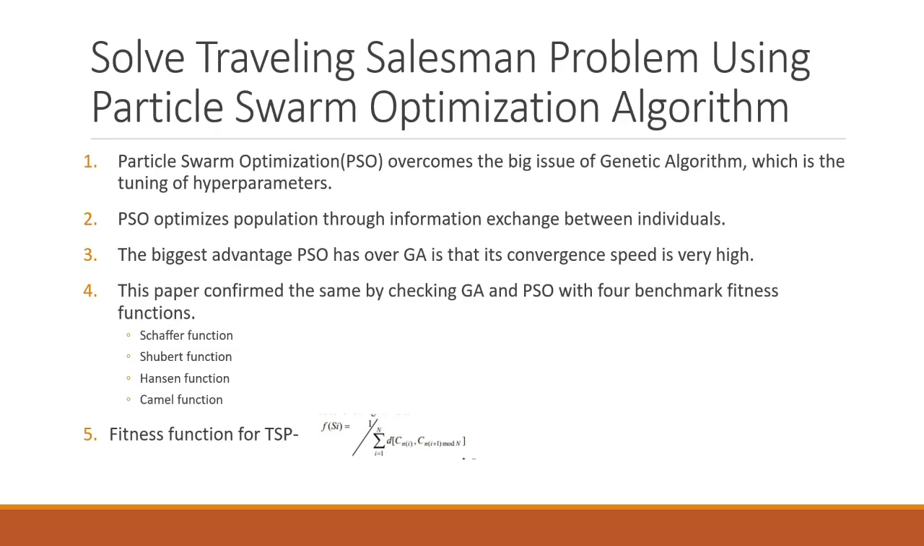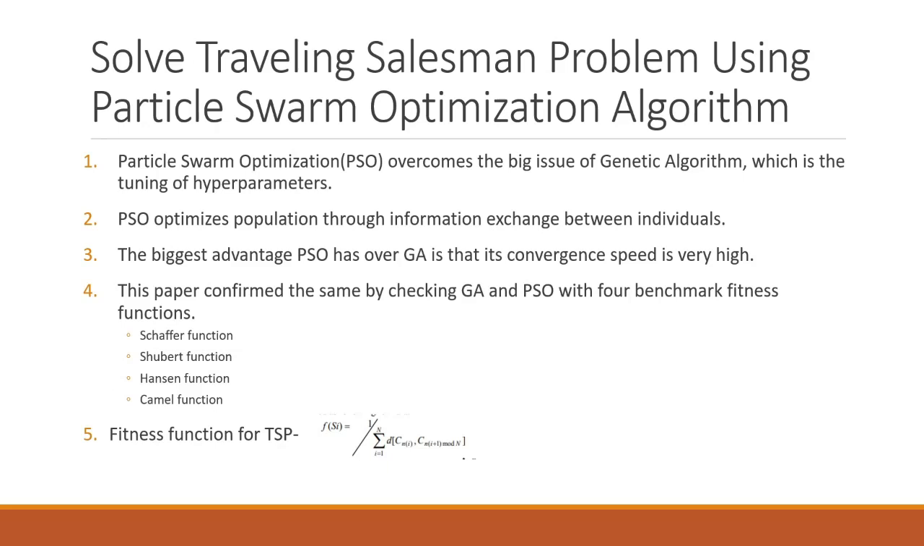This fitness function is again problem specific, and for the traveling salesman problem, the fitness function is defined as 1 upon the summation from 1 to n, where n is the number of cities, of the distance between the current city and the next city, divided by mod of n.